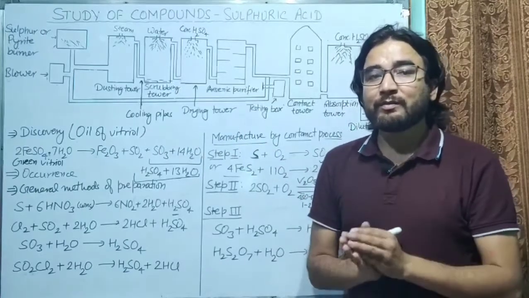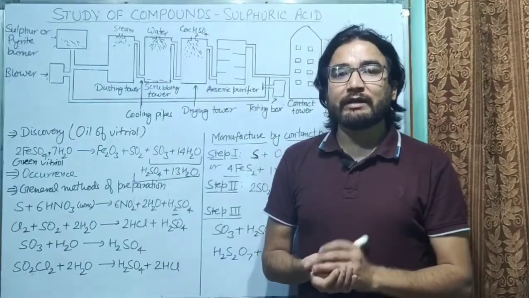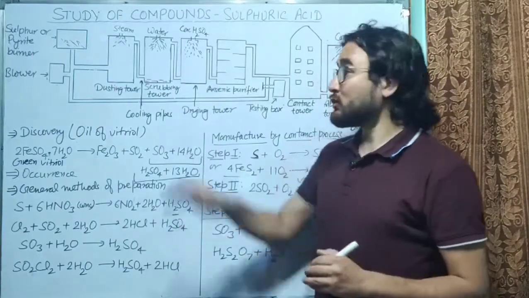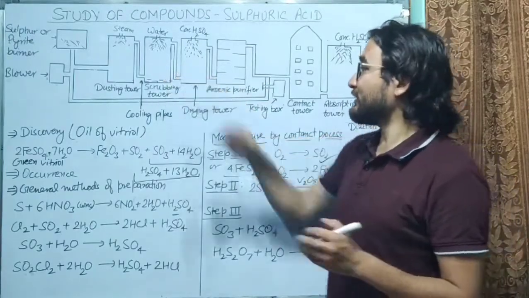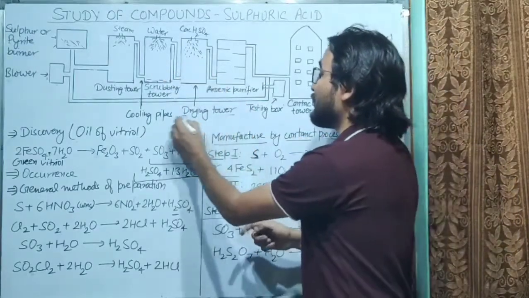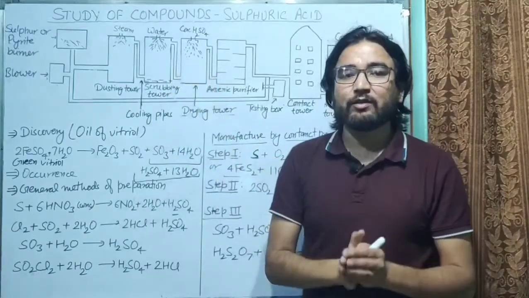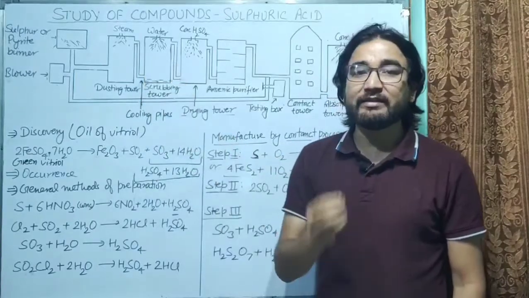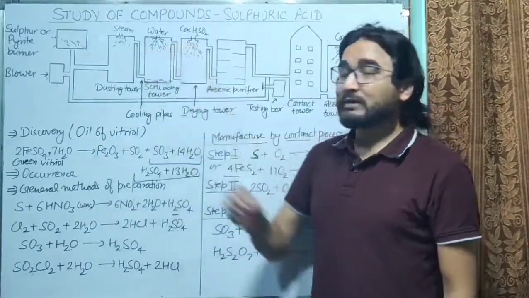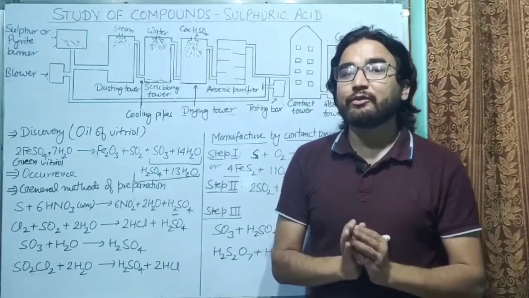Now, due to the passing of water, the sulfur dioxide gas will get moist, so we pass concentrated sulfuric acid in the next step, and this tower is known as the drying tower. So what is done in the drying tower? The moist sulfur dioxide gas is dried by passing concentrated sulfuric acid, as you know that sulfuric acid is a very good drying agent.